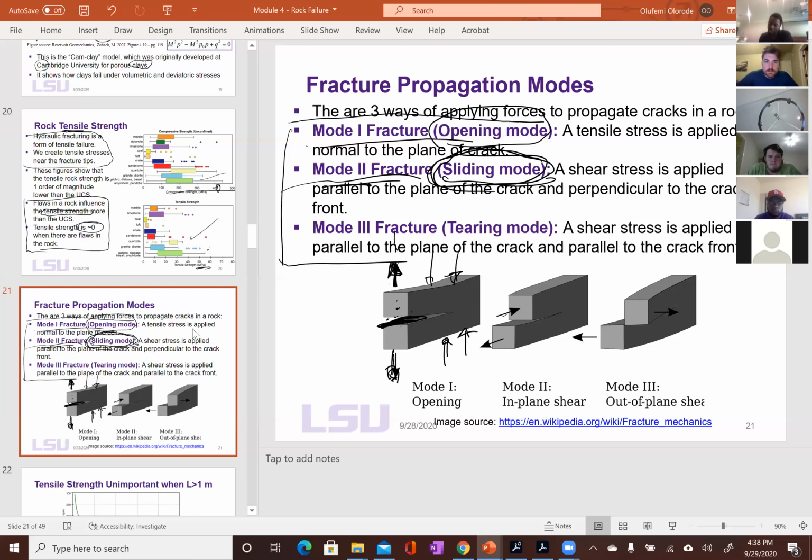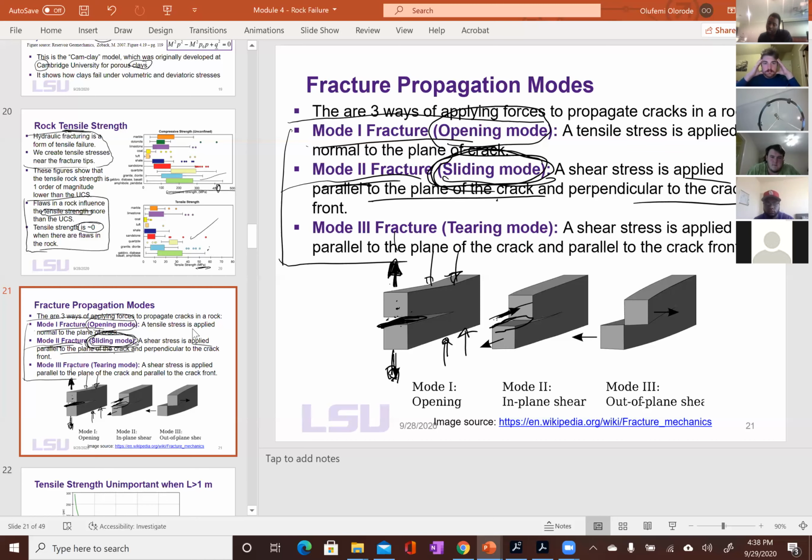The shear stress is shear because it's parallel. Here it's normal, right? Here it's parallel. So it's a shear stress, parallel to the plane of the crack, right? This is the plane of the crack, and that's the same direction as the shearing stress. So it's parallel to the plane of the crack.